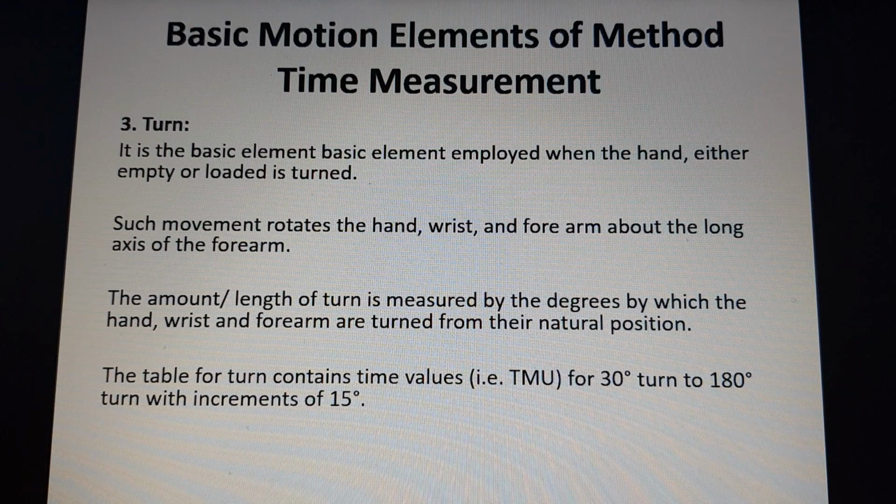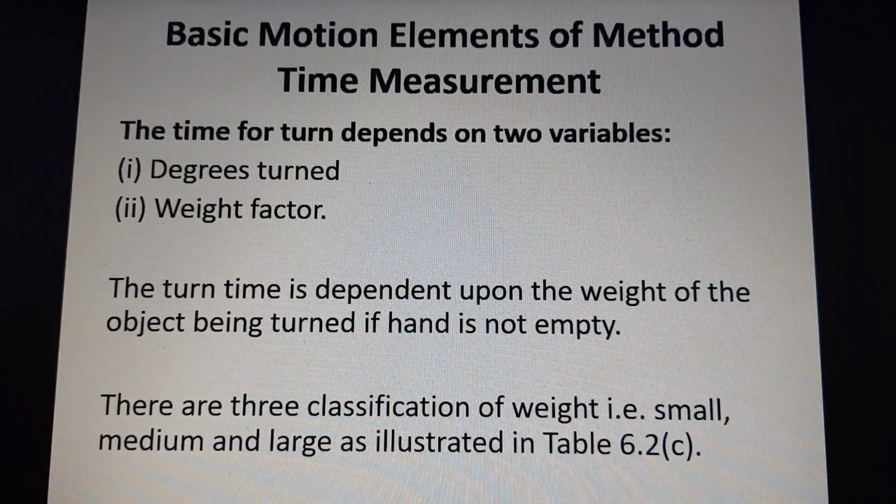Those movements rotate the hand, the wrist, and the forearm about the long axis of the forearm. The amount of the turn is measured by the degrees by which the hand, wrist, or forearm are turned from their natural position. So those are measured in angles. It goes from 30 degrees up to 180 degrees, and it increments in sections of 15 degrees.